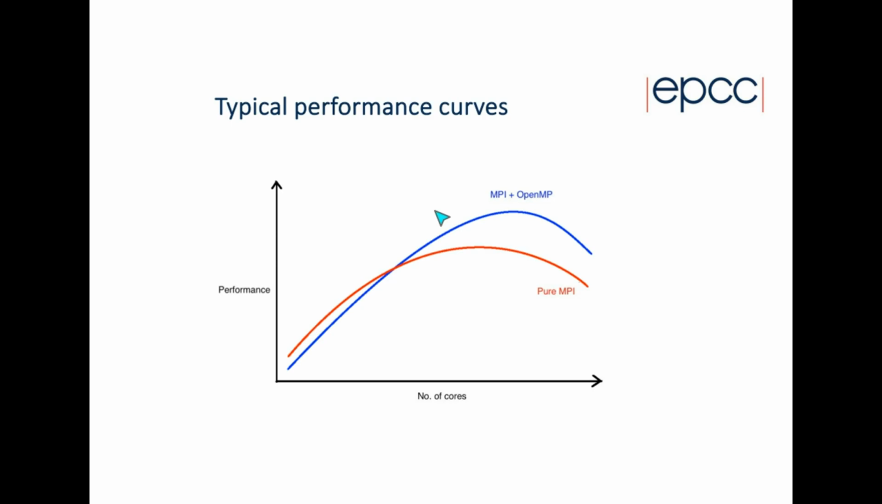So typically, you might choose to run your pure MPI application in this regime here and get this sort of performance. Whereas with hybrid code, you might choose to say, okay, I'm going to run maybe up here somewhere. So I use more cores, but ultimately get better performance.